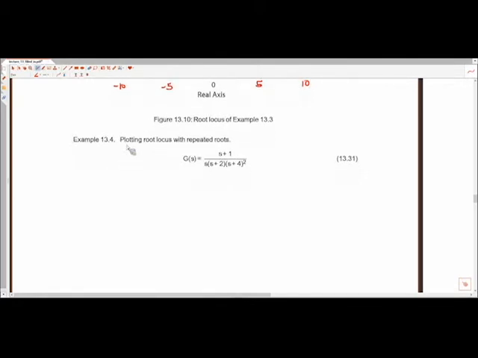So going through, if we want to know what M and N are, we have 1 zero. We have 4 poles because we have a repeated pole at -4. And so that means our set of zeros, we have 1 zero at -1. Set of poles, we have poles at 0, -2, -4, -4.